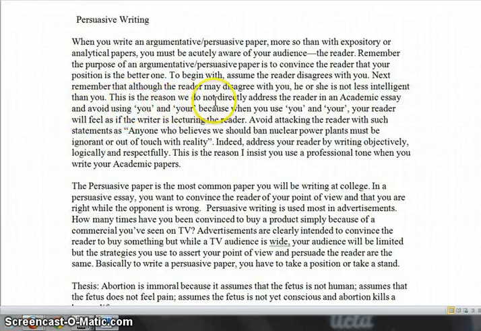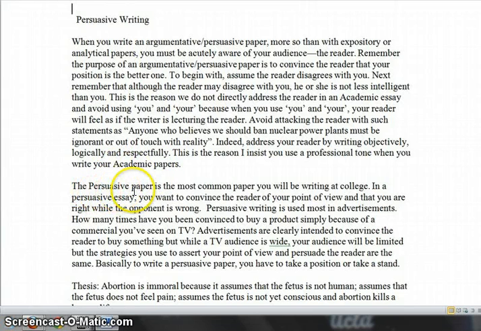This is the reason we do not directly address the reader in an academic essay, and we avoid using "you" and "your," because when you use "you" and "your," the reader will feel as if the writer is lecturing the reader. So avoid attacking the reader with such statements as, "Anyone who believes we should ban nuclear power plants must be ignorant or out of touch with reality." Indeed, address your reader by writing objectively, logically, and respectfully. This is the reason I insist you use a professional tone when you write your academic papers.